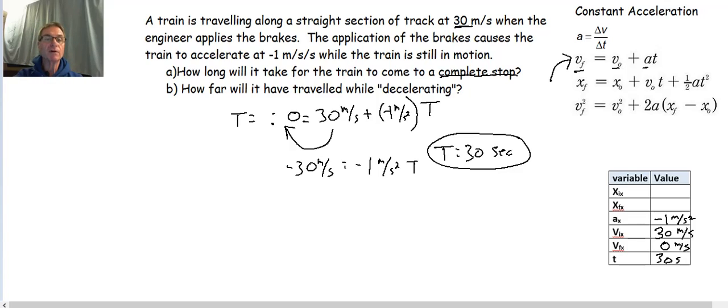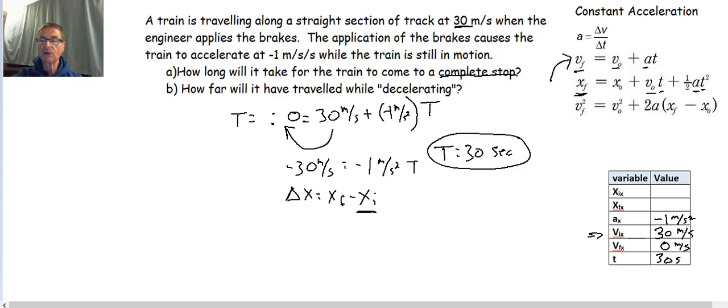Now we'd like to know how far the train will have traveled while decelerating. How far is displacement, delta x, which is x final minus x initial. As is usually the case, I'm going to take x initial to be 0, because that's my origin in these physics problems. So which equation would help us? I'm looking for how far the train went, so here's an obvious equation: x final equals x initial plus v0t plus a half at squared. We have v0, we know that, and we have the acceleration. So we have all the variables, and we now have time.